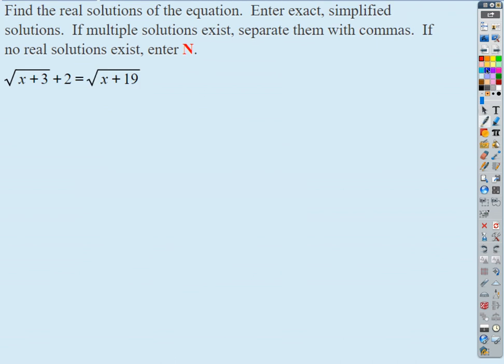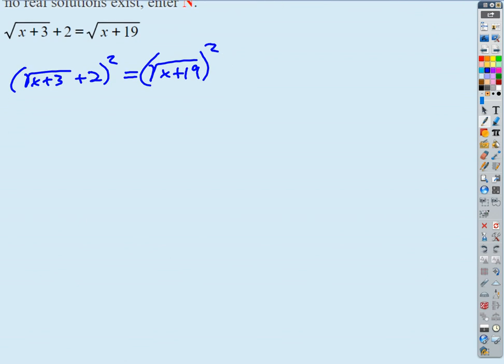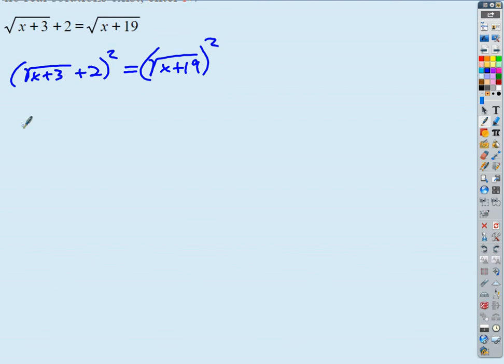What about this? Square both sides. Okay, what do I get on the left side? Now you gotta be careful with this. This is just the a plus b squared pattern, right? So I'm gonna get a squared, that undoes the radical, so I get x plus 3, plus 2 times a times b, so 4 times the square root of x plus 3, right? Plus b squared is 4.